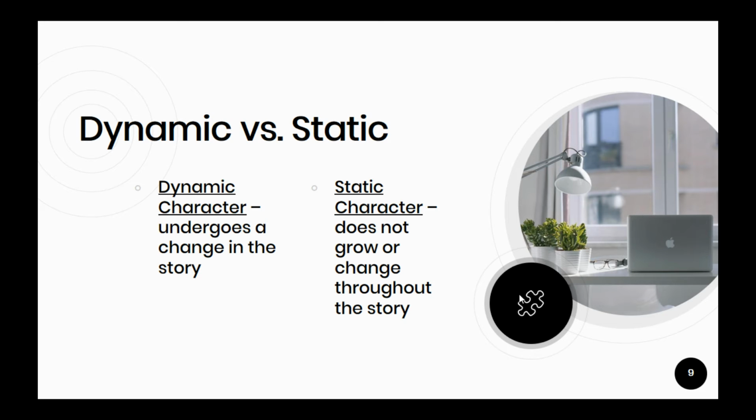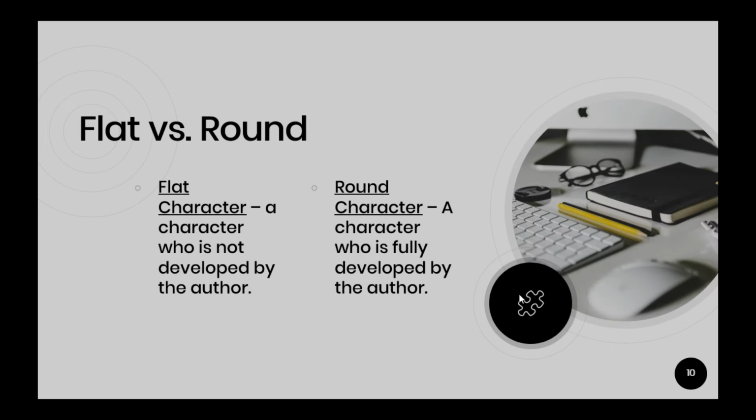Then you have dynamic versus static. Dynamic characters undergo a change in the story, whereas a static character does not grow or change throughout the story. So dynamic is where we see a shift in their personality and things that they used to do, say, and think, versus static, they kind of stay consistent and are the same throughout the whole time.